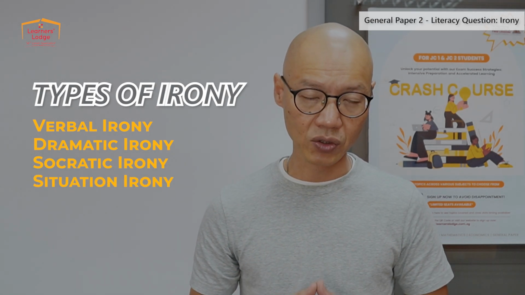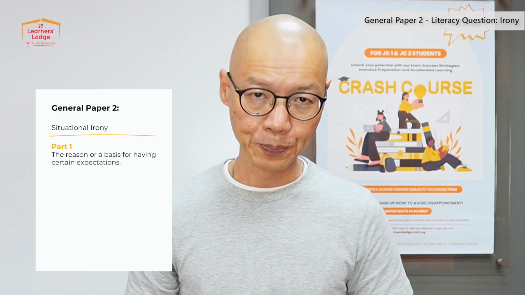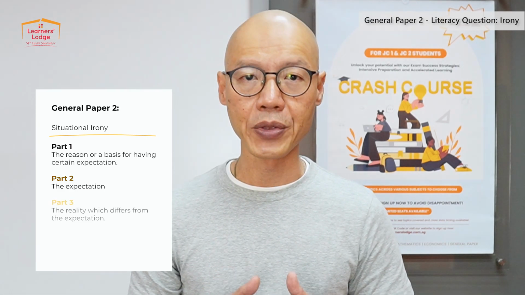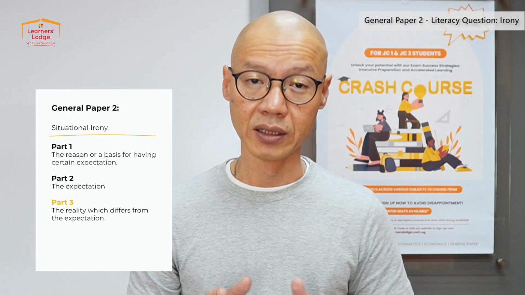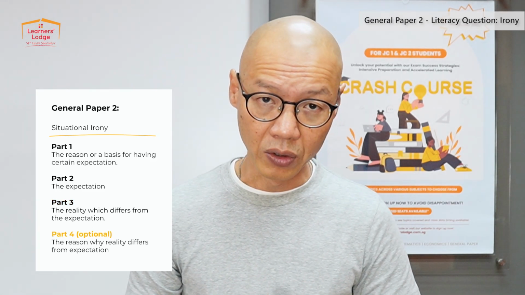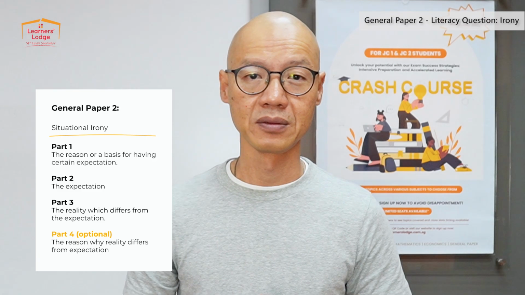So what are the parts to the answer for a question about situation irony? Well, there are 4 parts. Part 1, the basis or reason for having a certain expectation. Part 2, the description of the expectation itself. Part 3, the description of the reality, which differs from the expectation. And then optional part 4, the reason why reality differs from expectation.